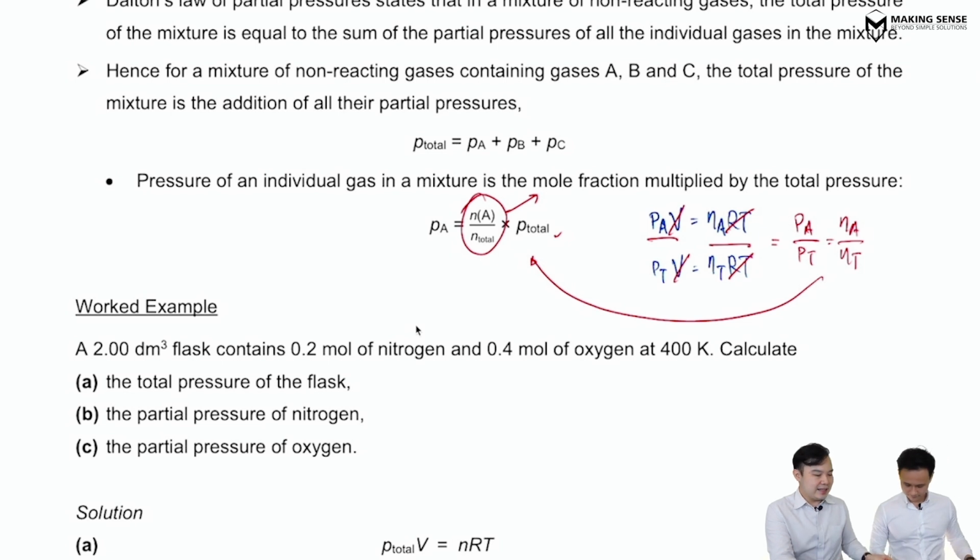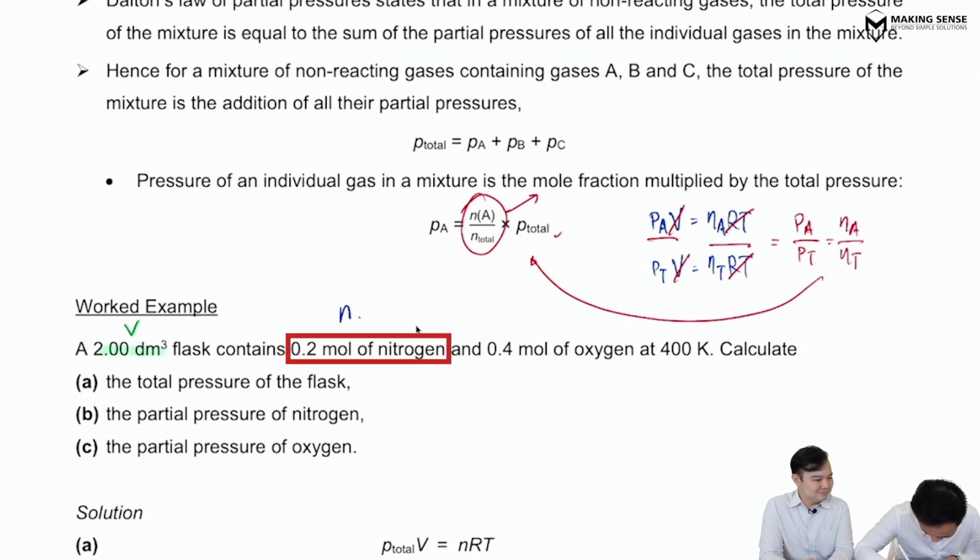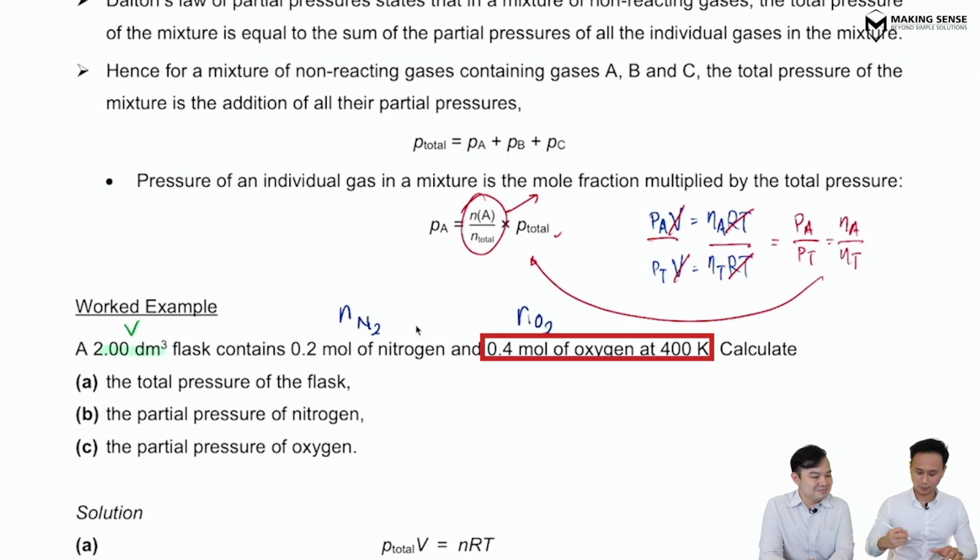Okay, now can you show us how we're going to apply these formulas in a worked example, Mr. Tim? Of course. So let's look at this worked example. We have a volume of the flask given, 2 dm cubed. So I'm going to write here V, okay? Now it contains 0.2 moles of nitrogen. So we have the number of moles of nitrogen here, right? We have the number of moles of oxygen also given, right? NO2, okay? Now they want us to calculate the total pressure of the flask.